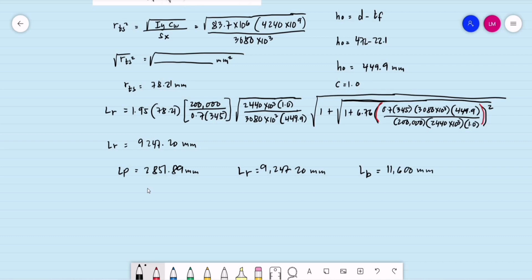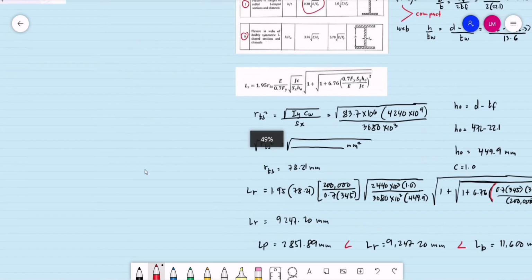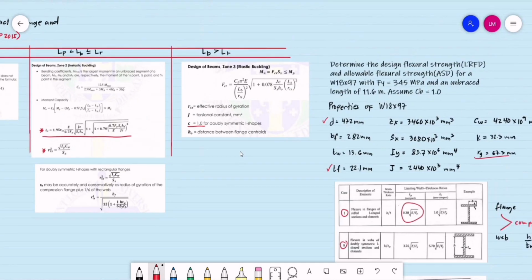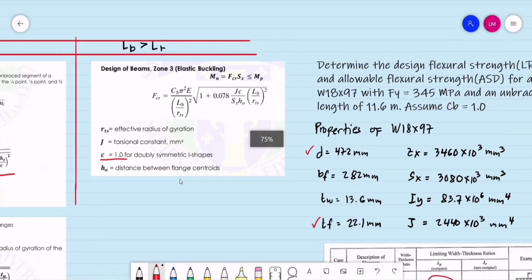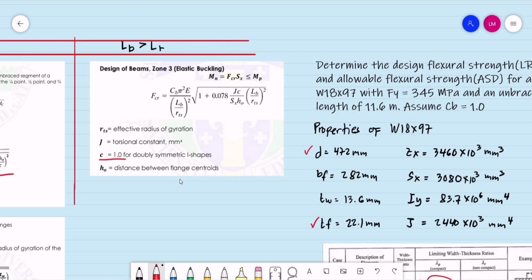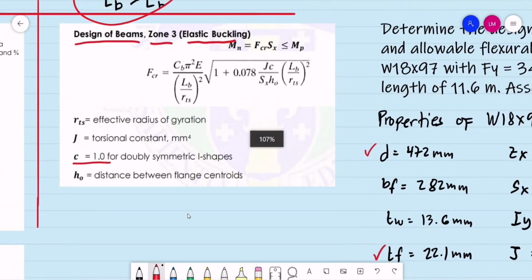So therefore, L sub P is obviously less than L sub R, and L sub R is less than L sub B. If we are to recall our reference, we have here the L sub B is greater than the L sub R. So that will be the design of beams under zone 3 with elastic buckling. So this will be under zone 3. So we can compute for the nominal moment using this equation.